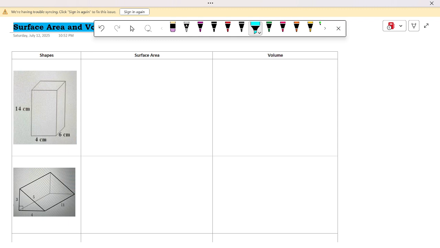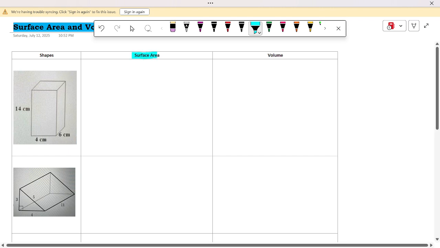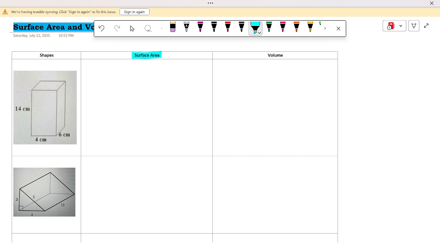Today I'll be discussing surface area and volume of 3D shapes from Form 2 Chapter 6. In this video I'll be covering both surface area and volume. First of all, you need to know what surface area is. Surface area refers to all the surfaces that a 3D shape has, and we are going to calculate the area. So let's see the first shape here, the cuboid.